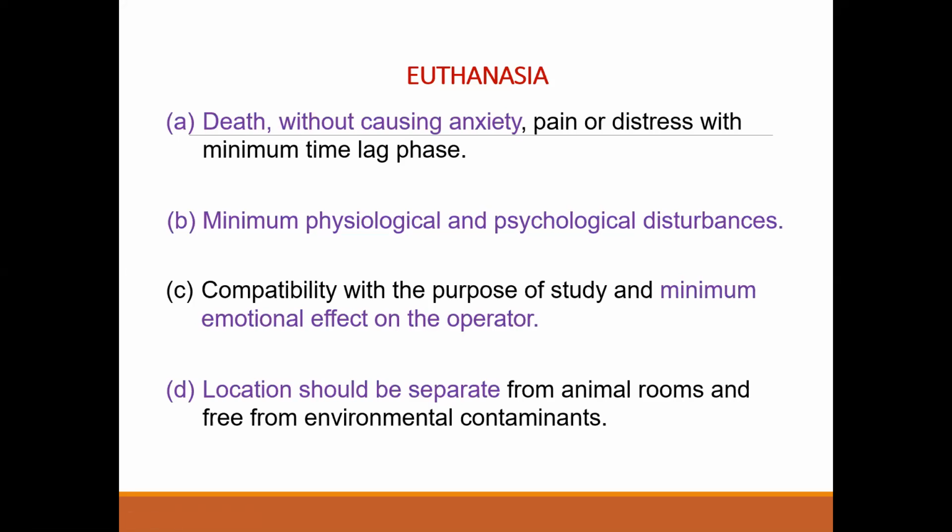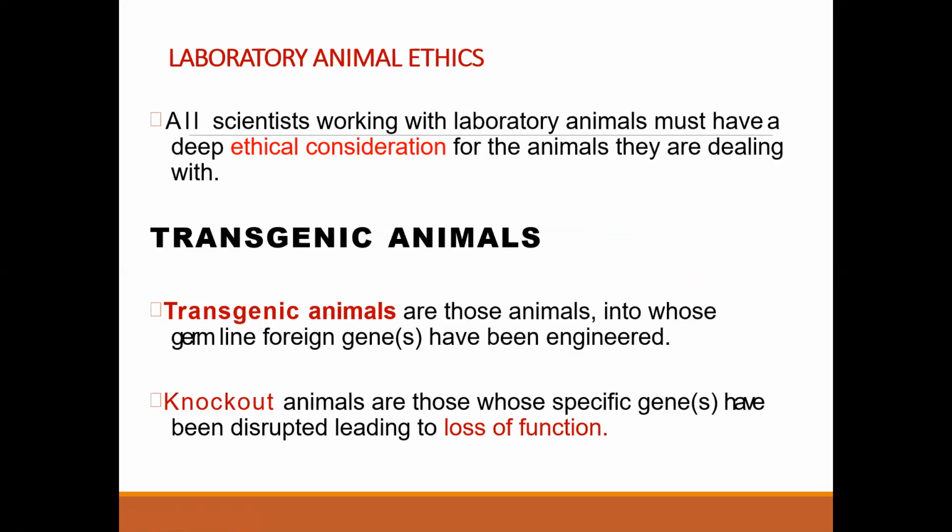That is called euthanasia. So the location should be separate from the animal rooms, and free from any environmental contaminants. During the euthanasia procedure, all these points should be considered, then you can kill the animals. Those animals are not used. Those animals have a curable disease, an incurable disease, or a very high infection. Such types of animals will be killed.